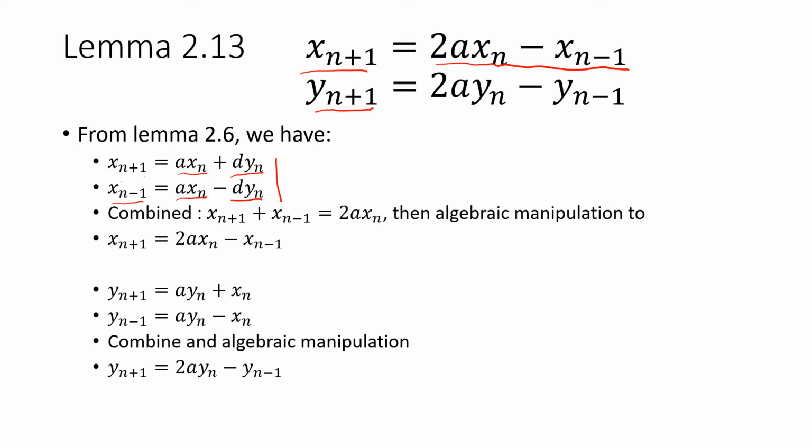Now if we combine the two equations, we have x of n plus 1 plus x of n minus 1 equals 2a x n. We just simply add the two equations together on each side. These two terms cancel out. This is the same thing, so you have 2a x n, and these two simply add together. Now we just move this term over, and we derive this equation. If we do the same thing for y of n, we also derive the same equation.